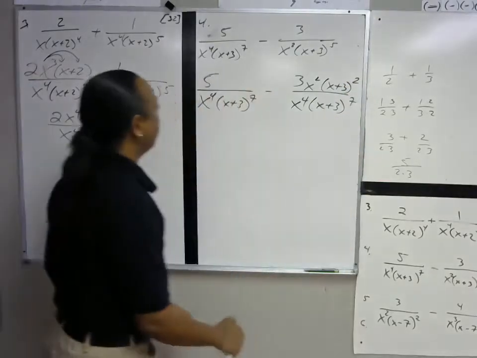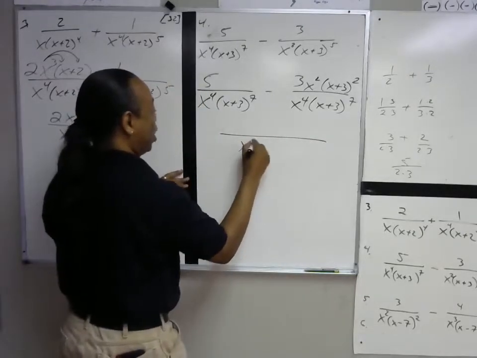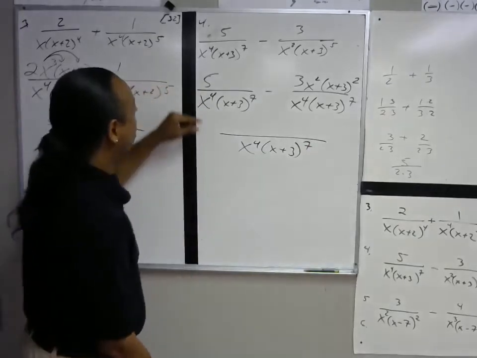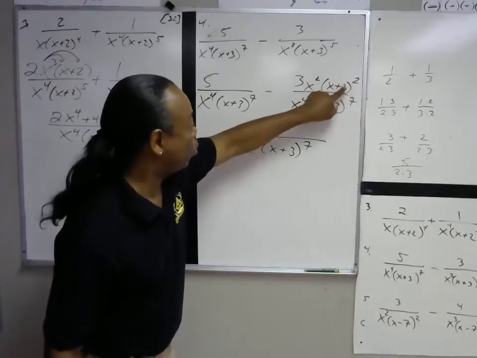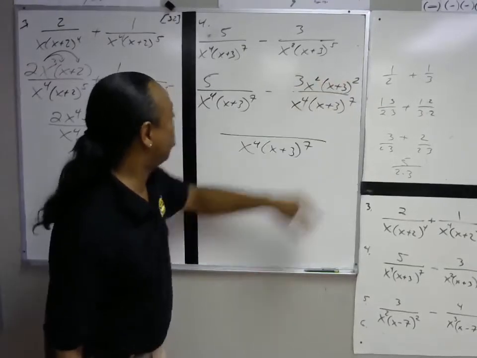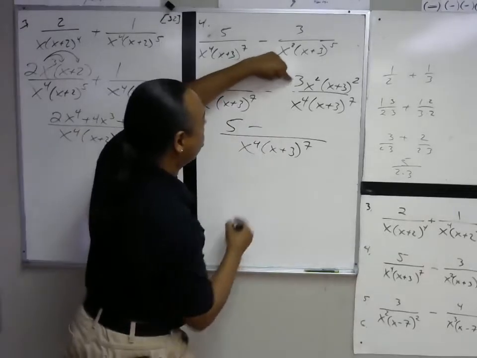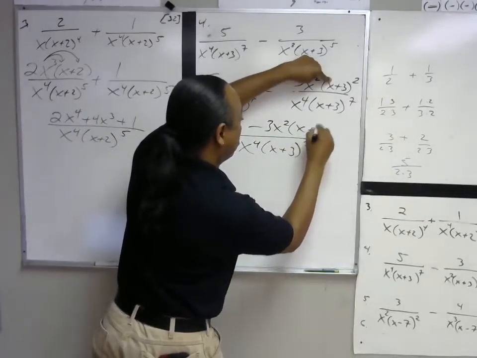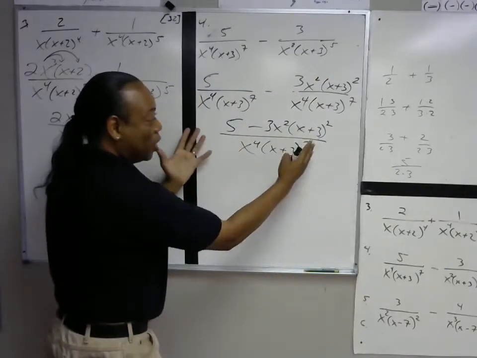All right. Now, let's look at what we have here. We have one big denominator, x to the fourth, x plus 3, all to the 7th power. This little square right here prevents us from distributing. So we won't distribute this at all. So we'll just put everything here, 5, then the negative 3, x squared, and the x plus 3, all to the 2nd power. Again, no distributing. We just leave it as is and we're finished.